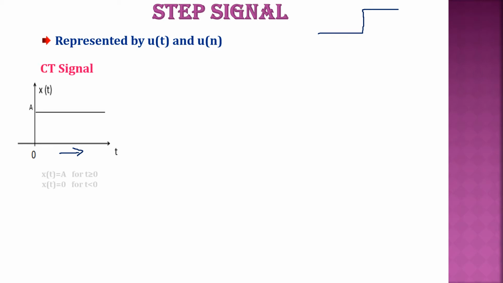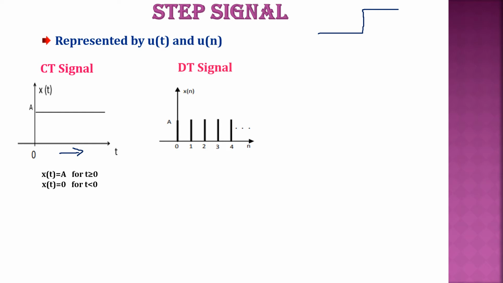Now that is what is written here. X of t is equal to a for t greater than or equal to 0. So this part of your graph, and it is equal to 0 for t lesser than 0. Now the same signal represented in DT form, how do you represent it? X of t is represented as x of n and the time index t is represented as n here. Now how will I define here? X of n is equal to a for n greater than or equal to 0 and it is equal to 0 for n lesser than 0.